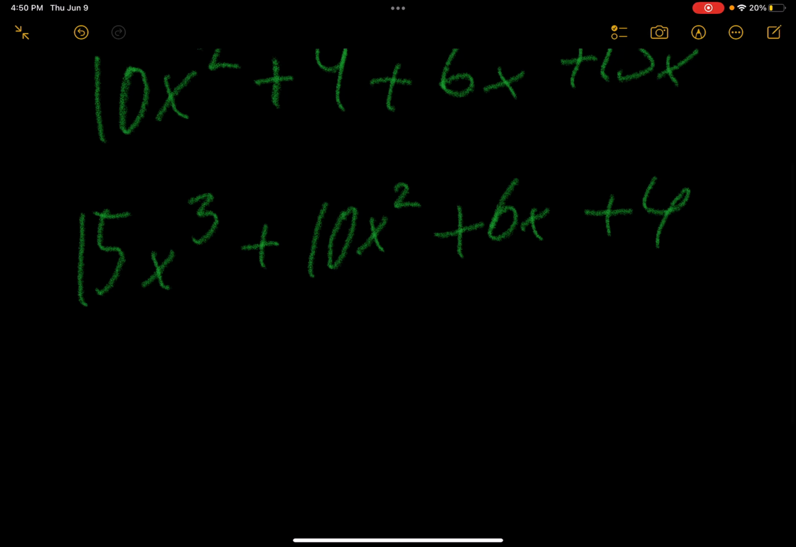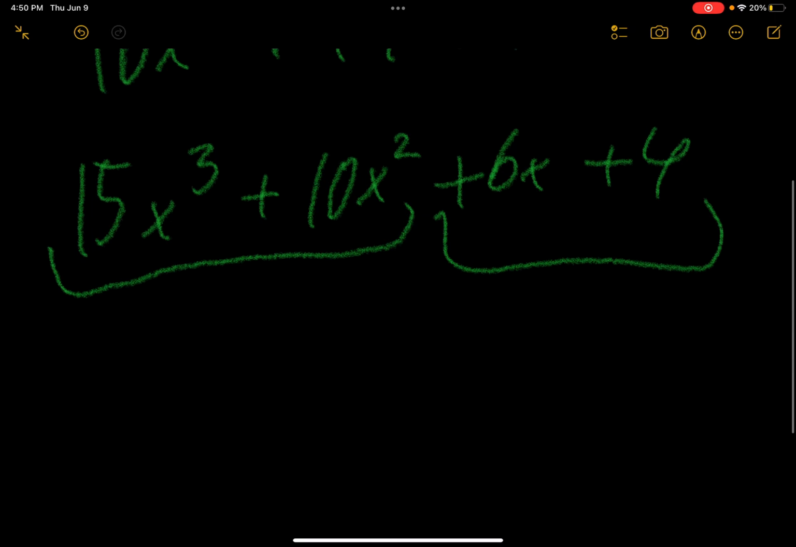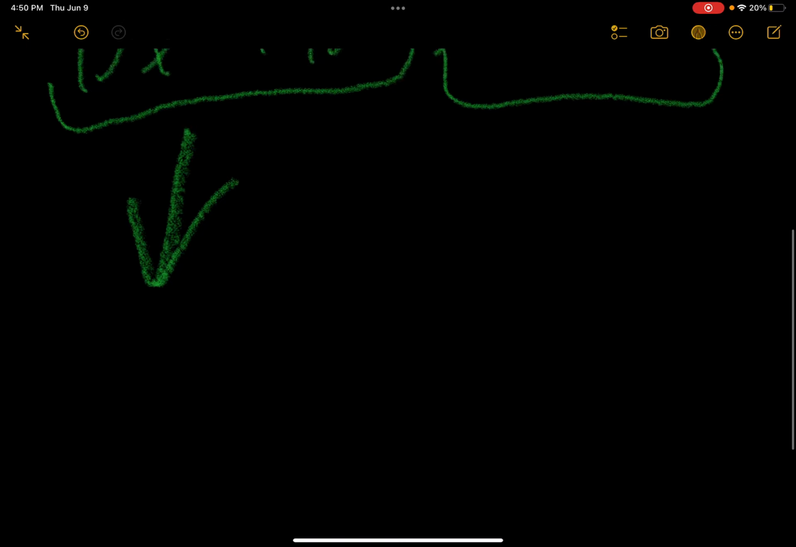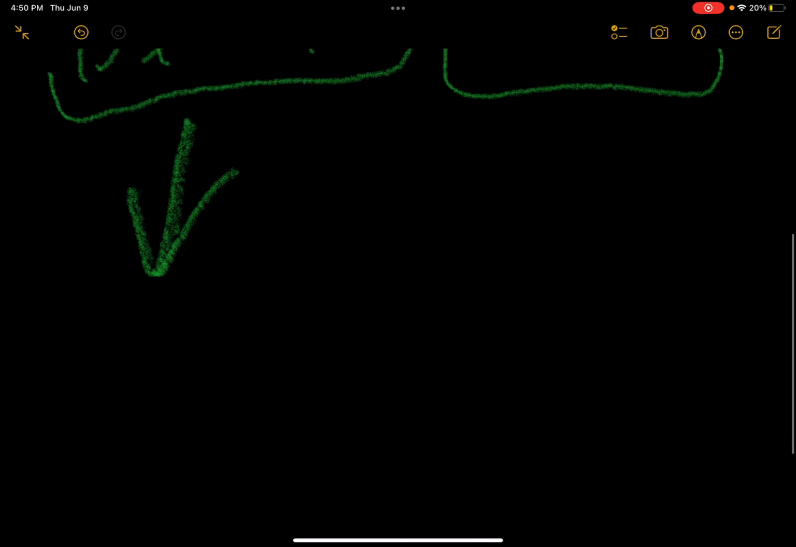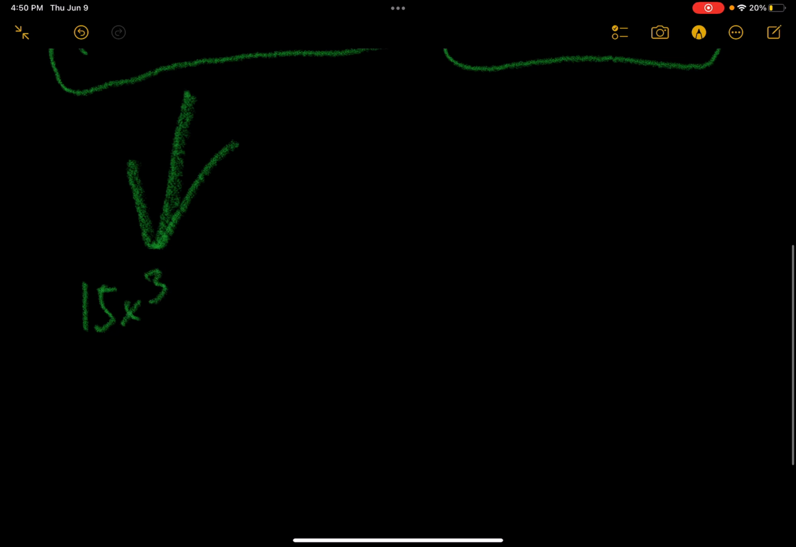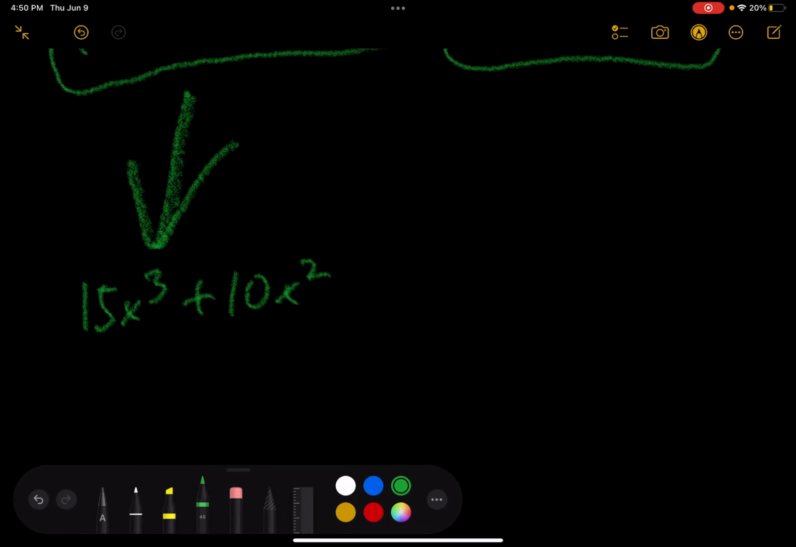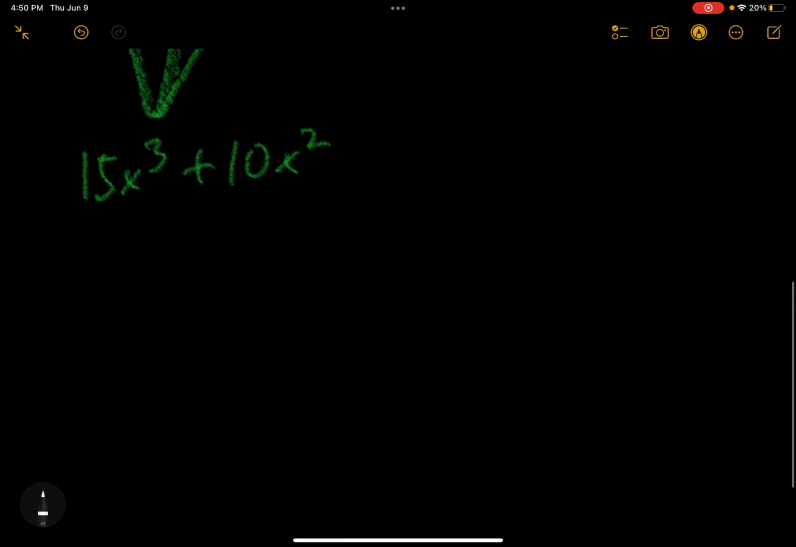Now, whenever simplifying these, you want to look for factors, right? So in this case, we're going to just do this in order. We're going to put this in one bracket and that in the other bracket. So let's start with this one. 15x cubed plus 10x squared. Whenever having this, we want to look for the most of something. So let's look for a common factor. The GCF of these two, greatest common factor, is going to be 5.